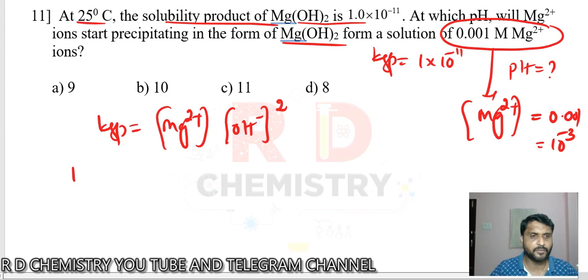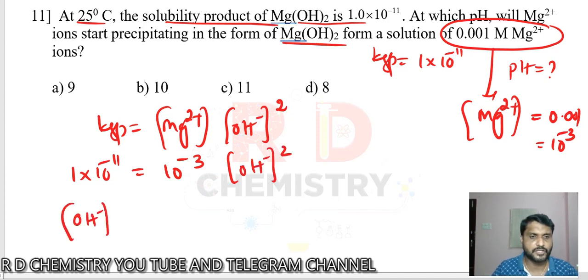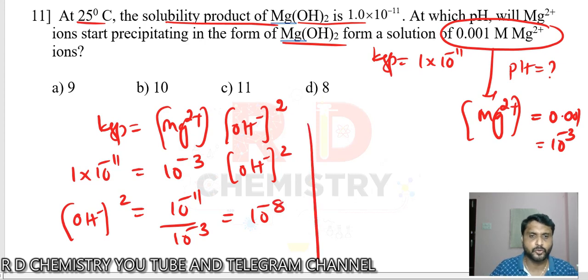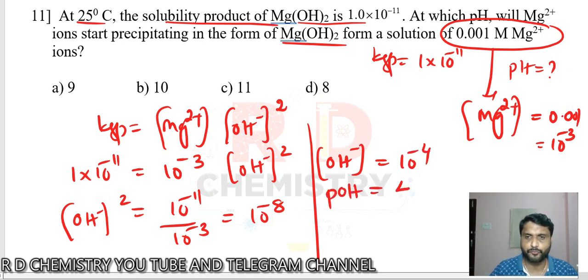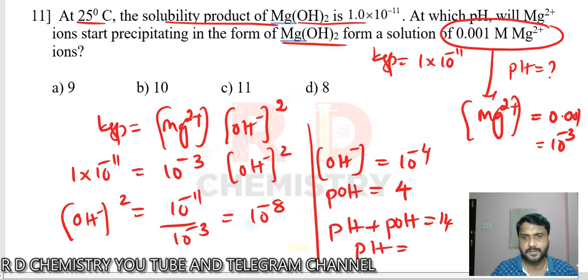Clear? Ksp is given as 1 into 10 power minus 11 and magnesium 2+ is 10 power minus 3. So the hydroxide squared concentration you have to calculate. Hydroxide squared concentration is equal to 10 to the power minus 11 divided by 10 power minus 3, which is equal to 10 power minus 8, right? So hydroxide concentration would be equal to 10 power minus 4. Their pOH directly is equal to 4. Since pH plus pOH is equal to 14, the pH should be equal to how much? 10, it should be, right? So therefore the answer is option B.